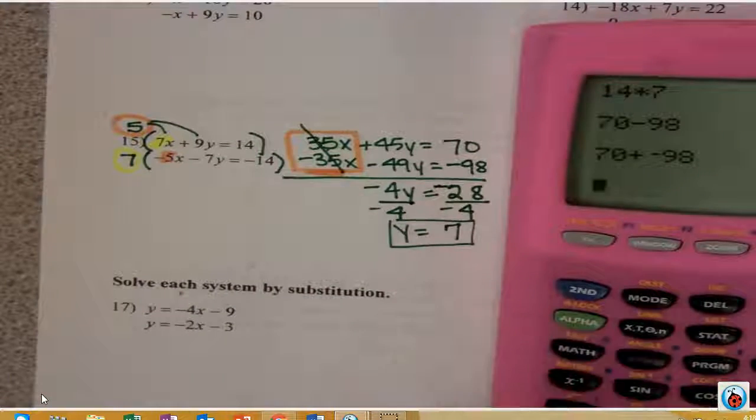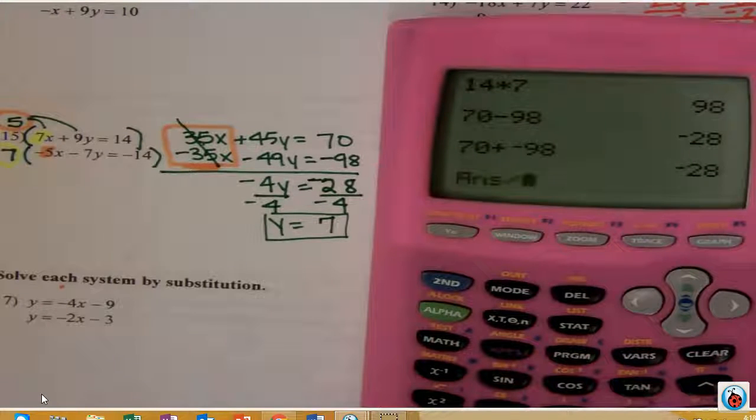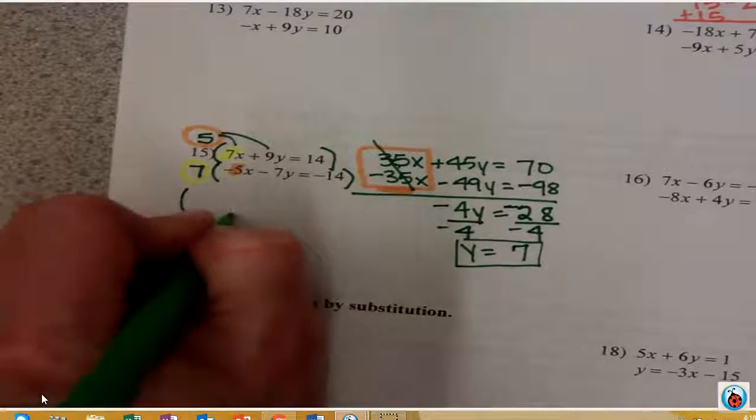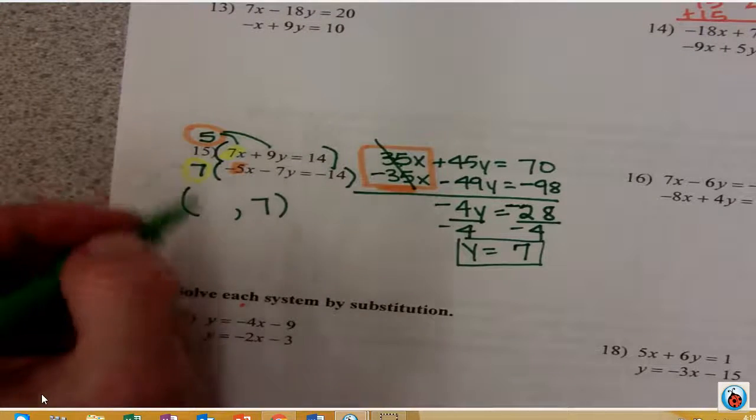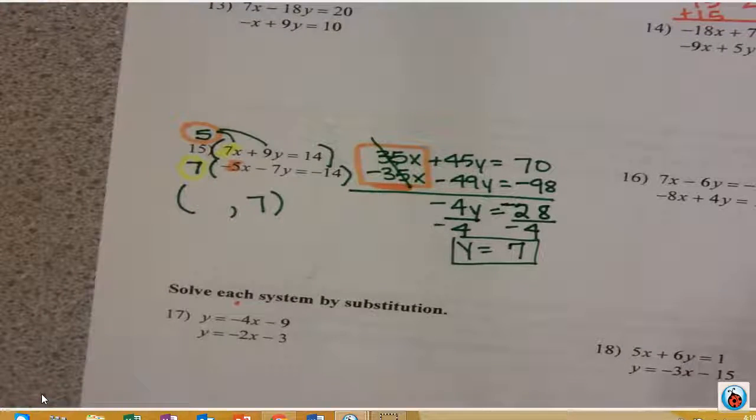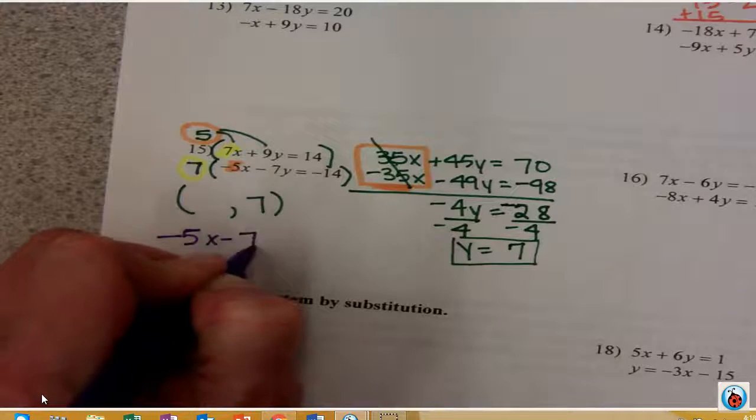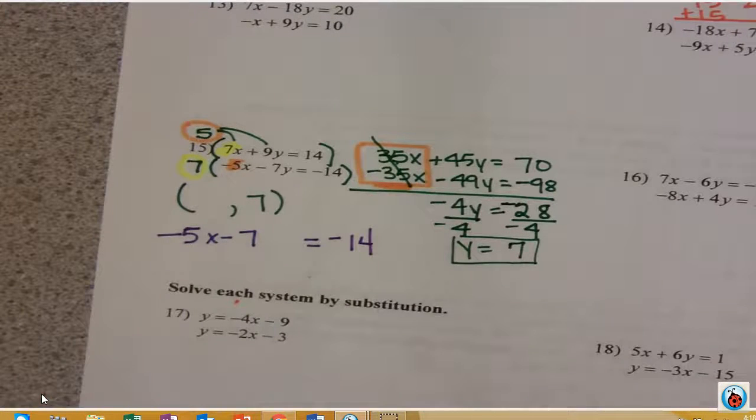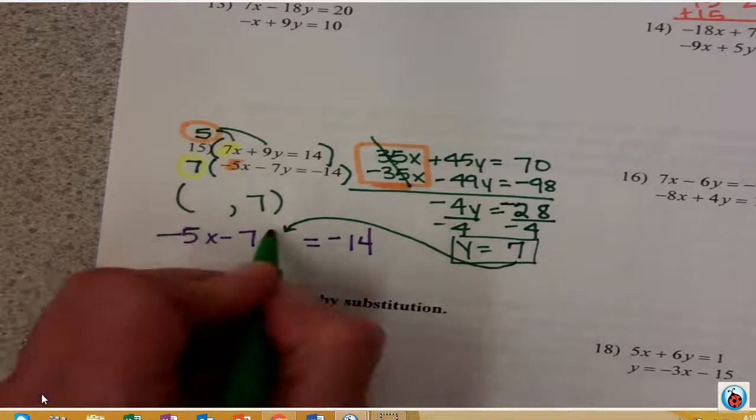All right. 28 divided by negative 4, 7. So when y is 7, I can put up here, y is 7, and now I need to plug that back in, so I can have negative 5x minus 7. I'm not going to put that y back in there, because I'm going to substitute something else in there instead. I'm going to take this green 7 and put it in there for the y.